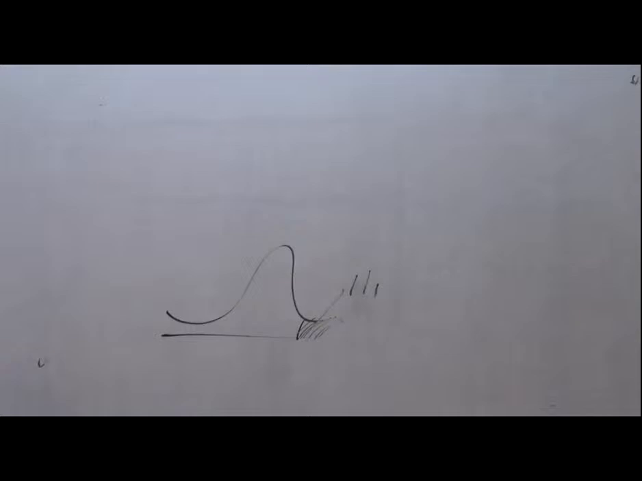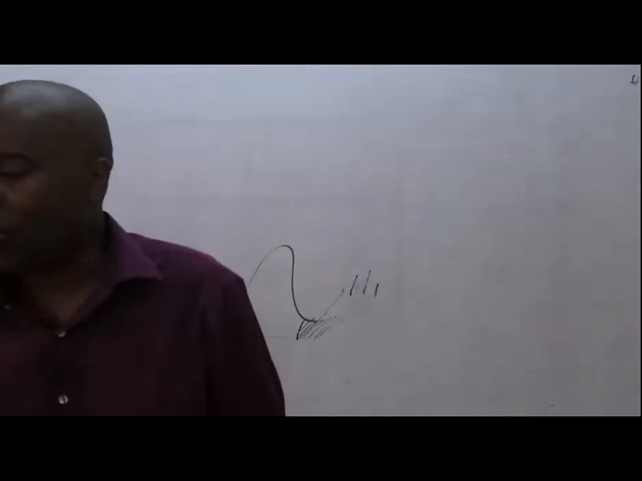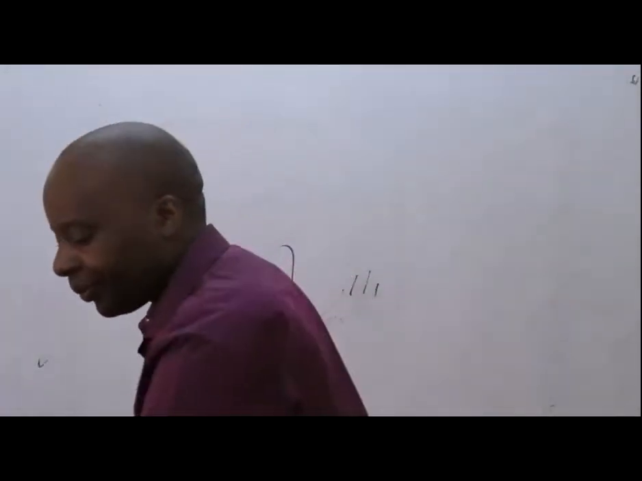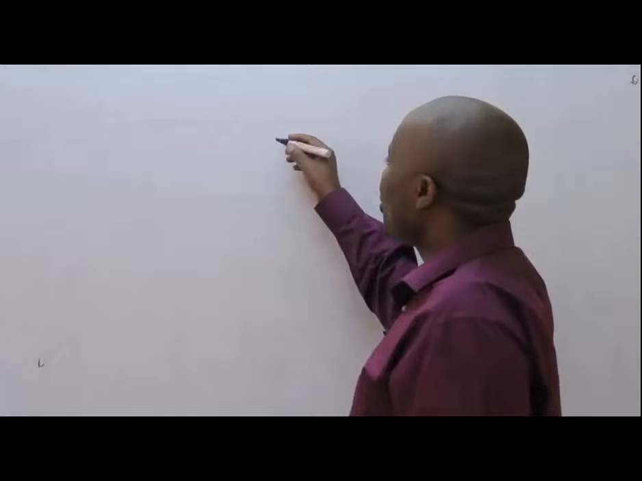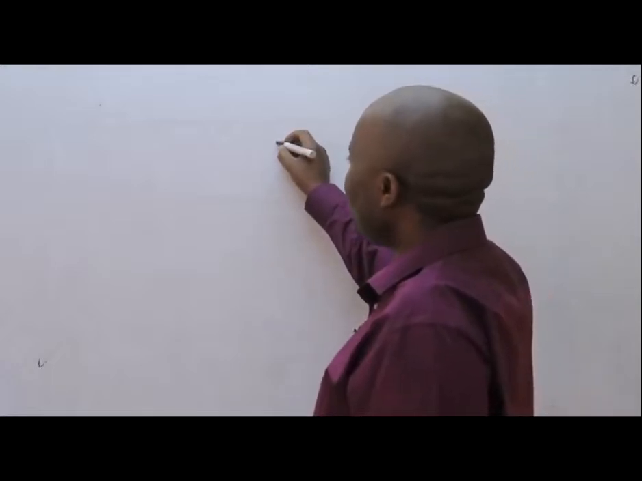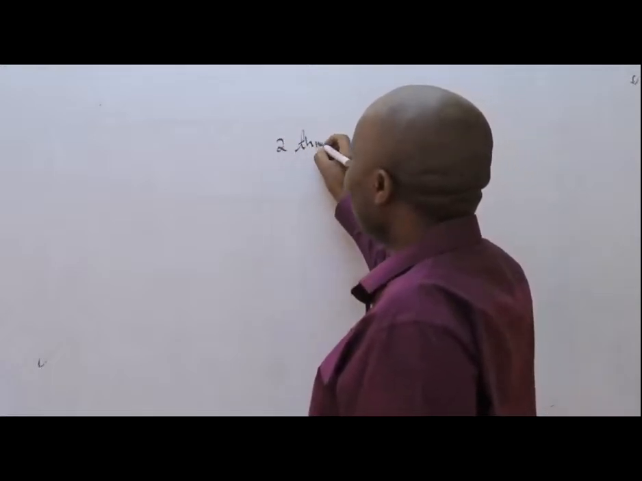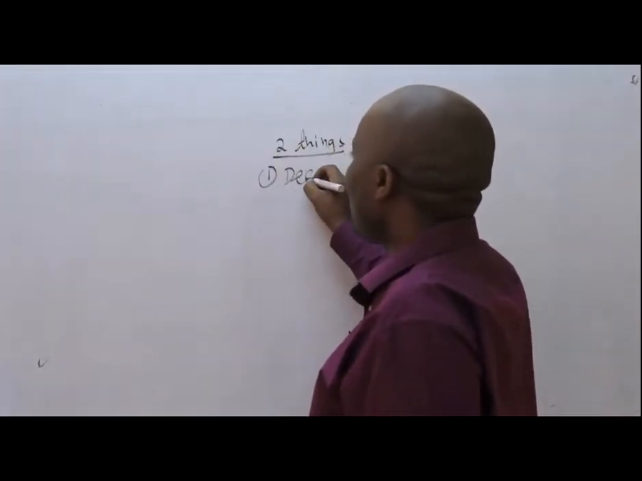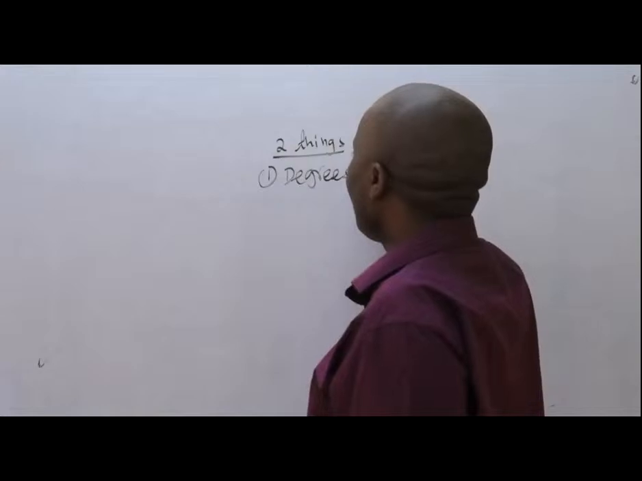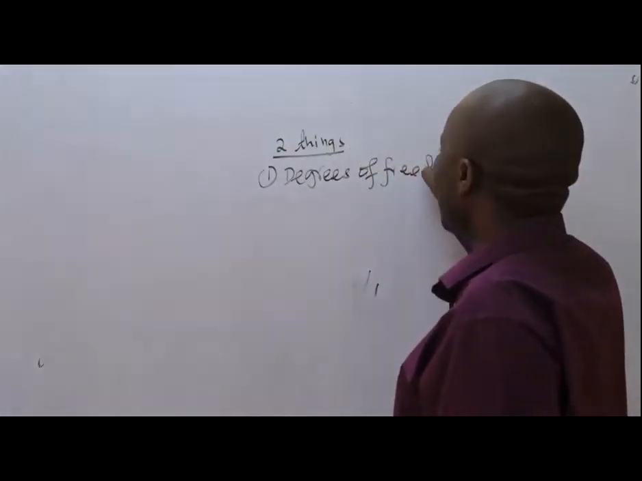Okay, so how do we get T critical? Thank you for asking that question. T critical is the same as T tables value. So for the T tables value, you need two things. Number one, you'll need the degrees of freedom.